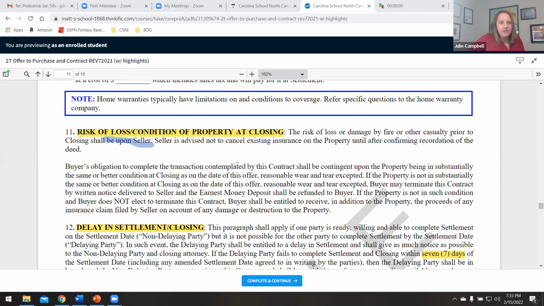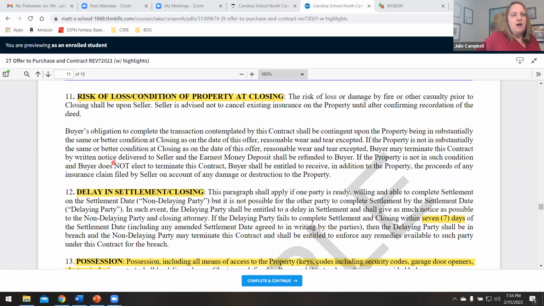Sellers are advised to not cancel existing insurance on the property until after confirmation of recording the deed. Again, have this conversation with your sellers. Make sure they understand that they've got to keep the property insured until that deed records. The second piece of this is what happens if the home is damaged while we're under contract. And I always find this very interesting. Buyer's obligation to complete this transaction is contingent upon the property being in substantially the same or better condition at closing as it was on the date the offer was made, reasonable wear and tear excepted.